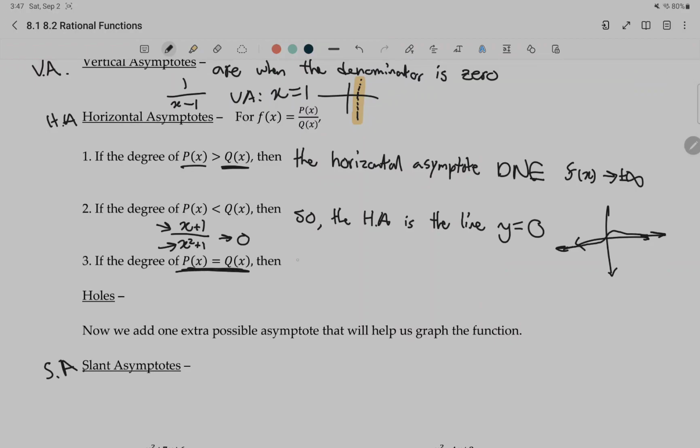So let's think about this one more time. Let's say we have 2x squared plus 1 over x squared plus 1. The domain, let me use a highlighter. The domain up here is the same. So what do we do now?